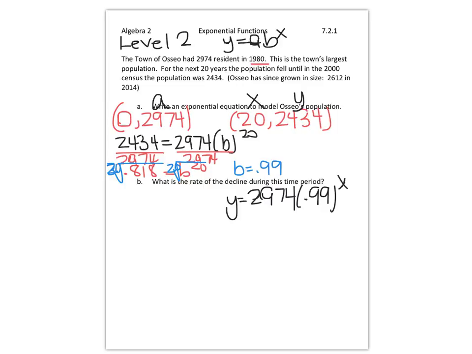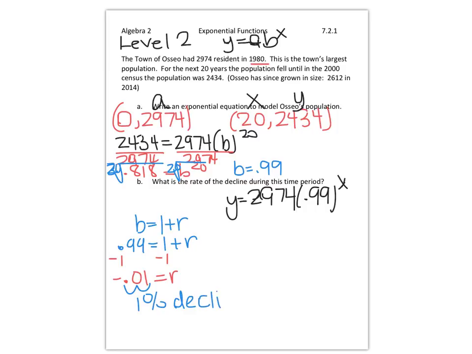All right, so part B, which I started writing into the space for, what is the rate of decline during this time period? So if we know that B equals 1 plus R, and we just got 0.99 for B, then we can solve for R. We'll have to subtract 1. So negative 0.01 equals R. Multiplied by 100 there, that'll be 1%. Since it's negative, we know it's a decline or a decrease.